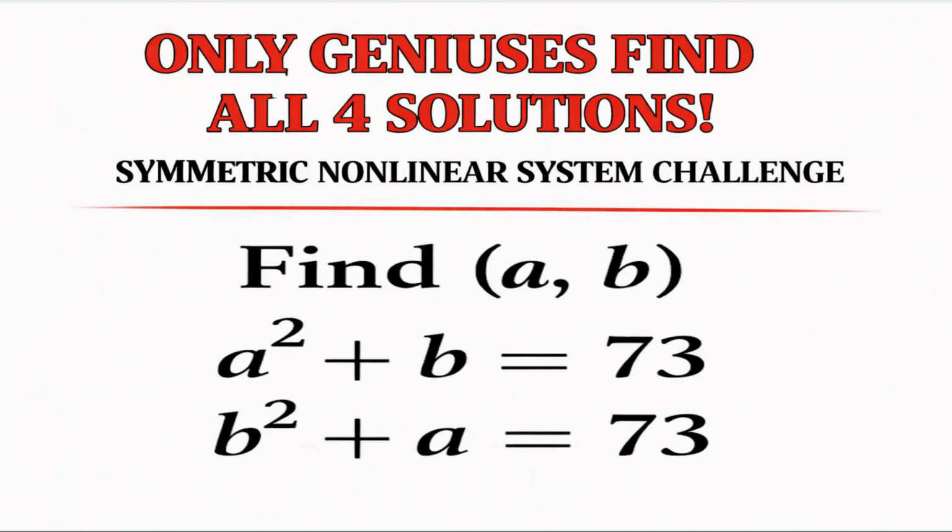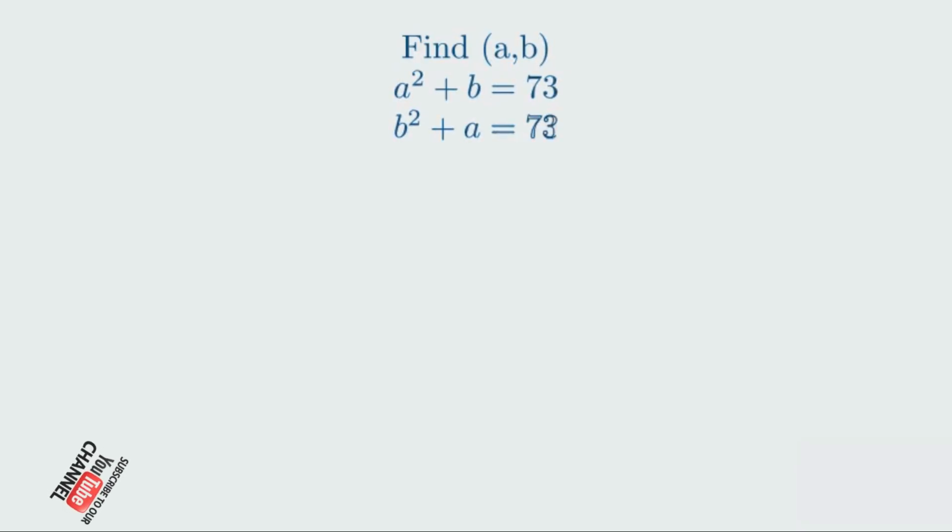Welcome. In this video, we'll tackle a system of nonlinear equations. Our goal is to find all possible pairs of numbers, which we'll call a and b, that satisfy both equations simultaneously. The system we'll be solving is a squared plus b equals 73, and b squared plus a equals 73.